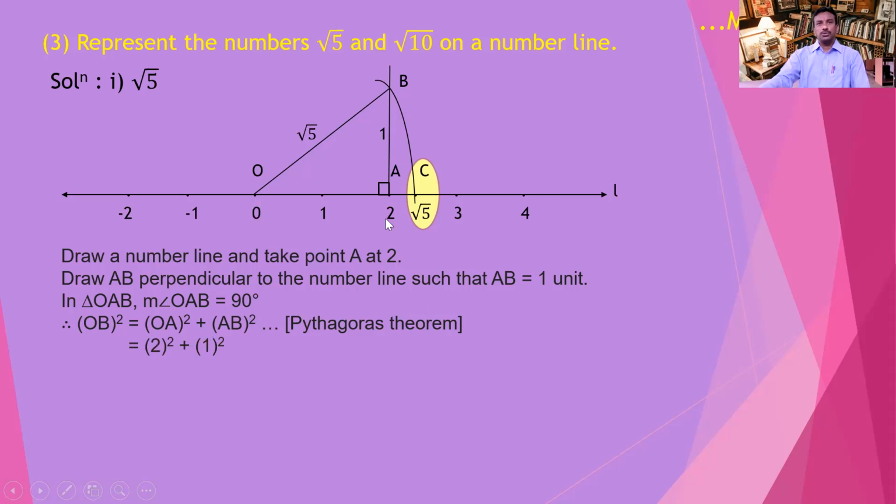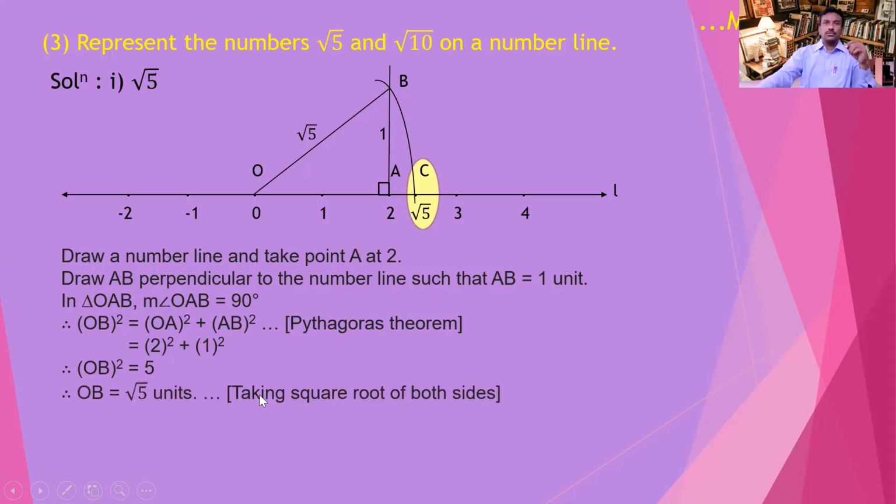OA is equal to 2 and AB is equal to 1. OA square is 2 square and AB square is 1 square. Square of 2 is 4 and square of 1 is 1. 4 plus 1 is 5. Therefore, OB square is equal to 5. Now, taking square roots on both the sides, we get OB is equal to under root 5 units.